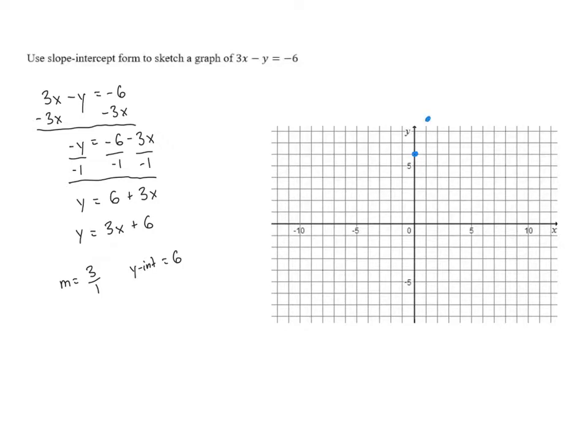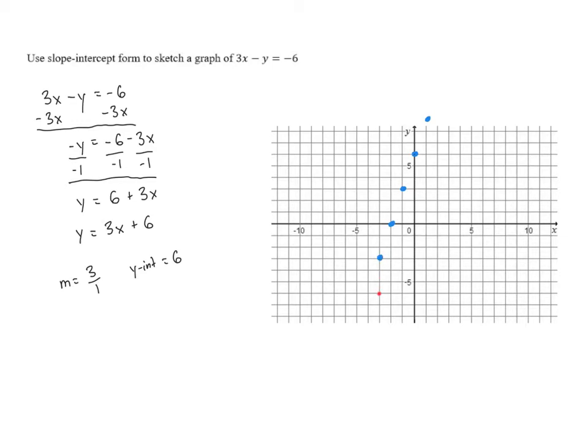So instead of getting more points in that direction, instead of going up 3 and to the right 1, we're going to want to go down 3 and to the left 1. So that gives us a point here. We can do it again, down 3 to the left 1. That gives us another point. We can keep going, down 3 and to the left 1. That gives us another point.